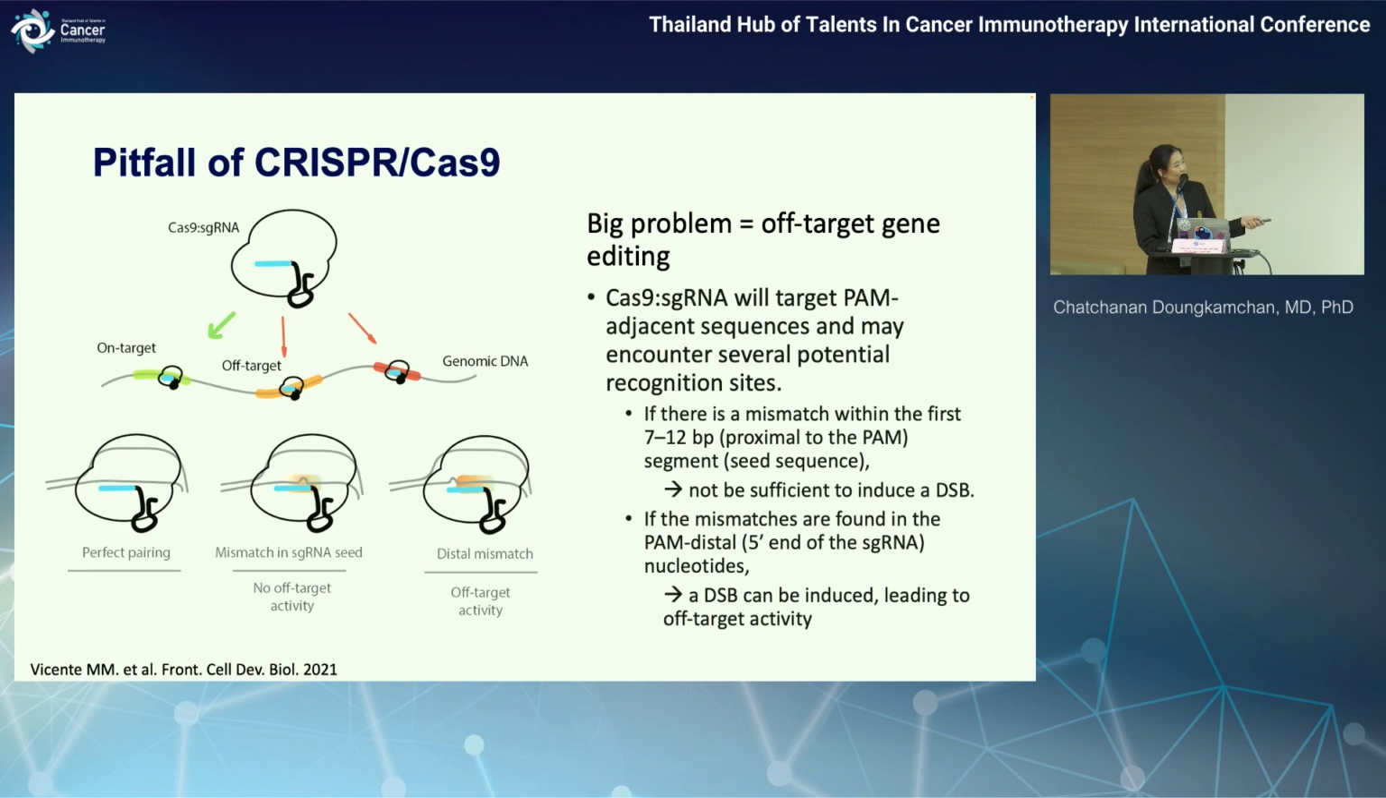If the mismatch happens at the seed sequence, which is around 7 to 12 base pairs proximal to the PAM sequence, it is not going to induce a double-stranded break. But if the mismatch is more distal, towards the 5' end of the sgRNA nucleotides, it may result in a double-stranded break.